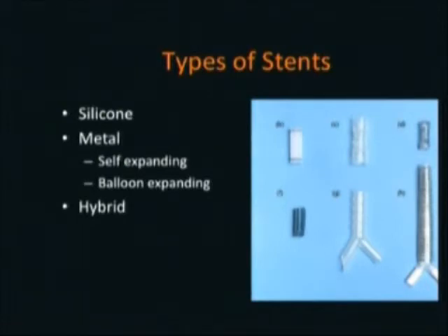And what kind of stents do we have? Those are 6 different types of stents. This is the Rusch Freitag silicone stent. This is a Dumon Y stent. This is a non-covered metallic stent. This is a Nova stent. I think this one was pulled out of the market. And this is the Ultraflex stent.